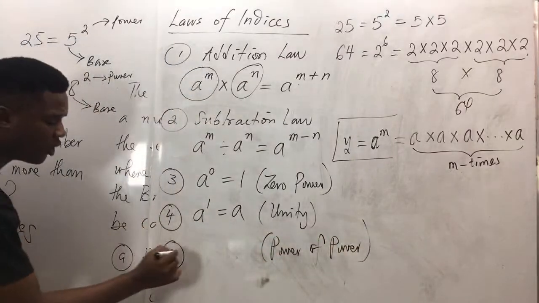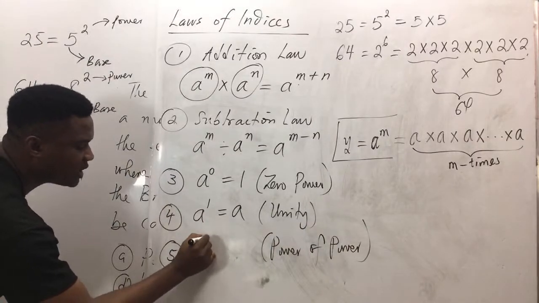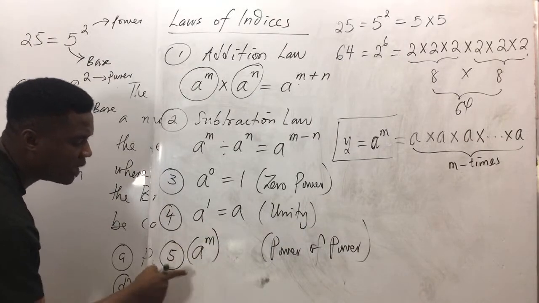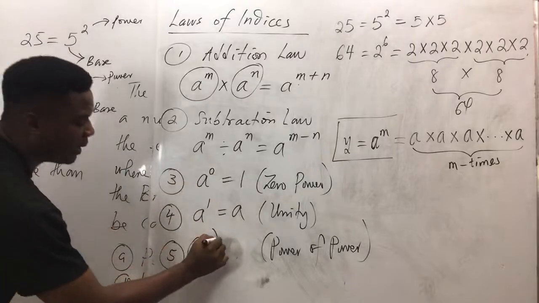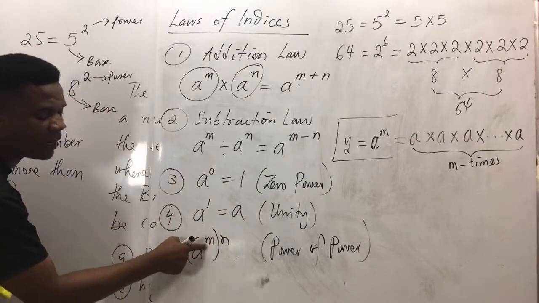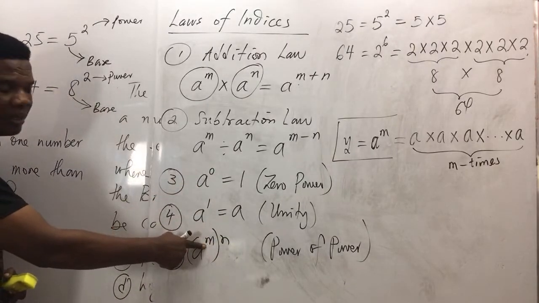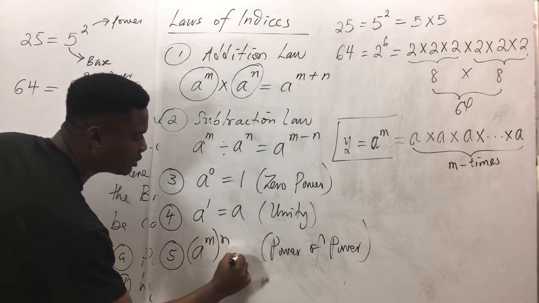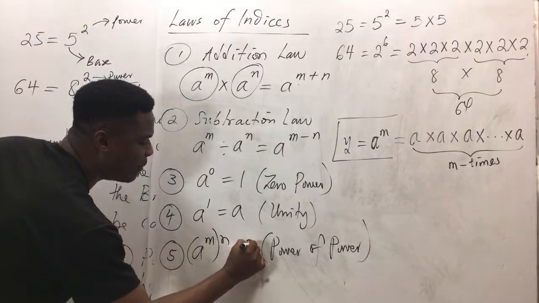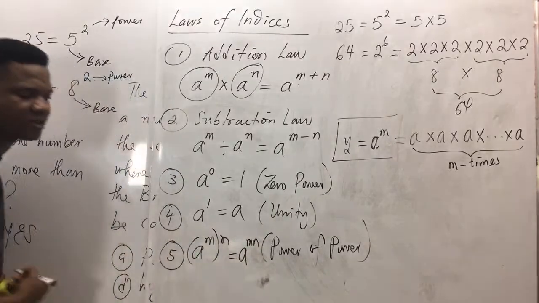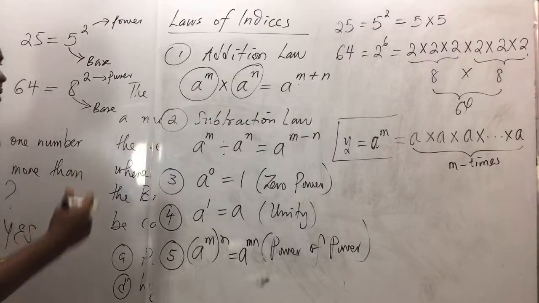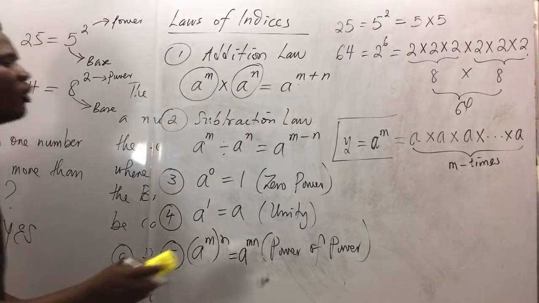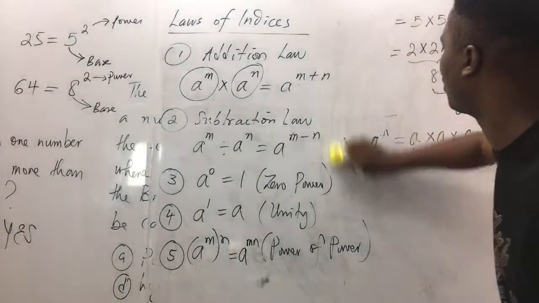So in this law, when a base is raised to a power, when a number in index form is raised to another power, so that you have a raised to power m representing the index form of another number, and that number is raised to another power n, the result is the same as a raised to power mn, the powers multiplying themselves. Okay? So I'm going to take examples on this law. Let's go to law number 6.